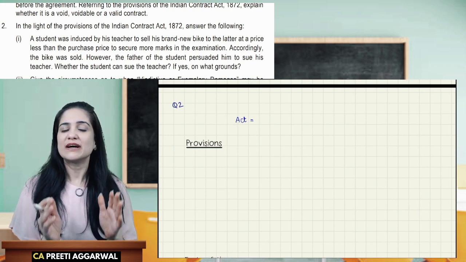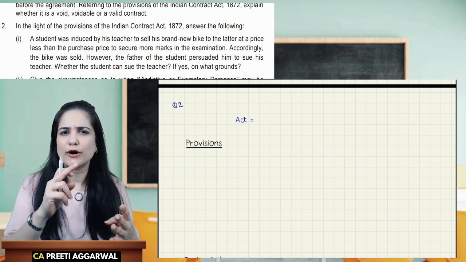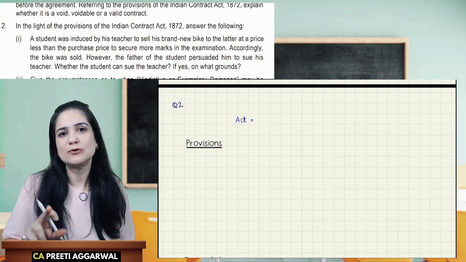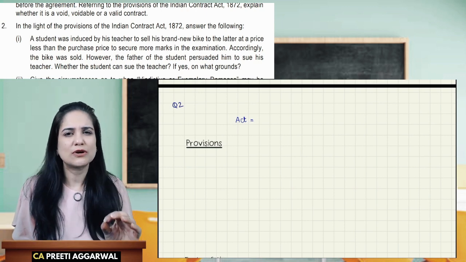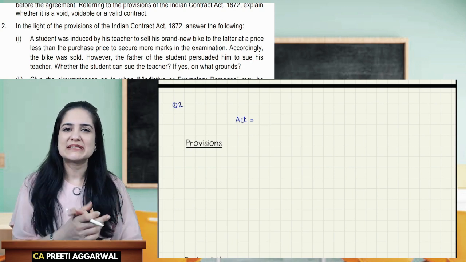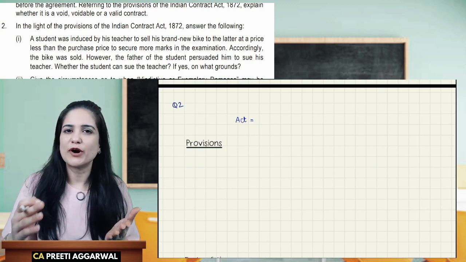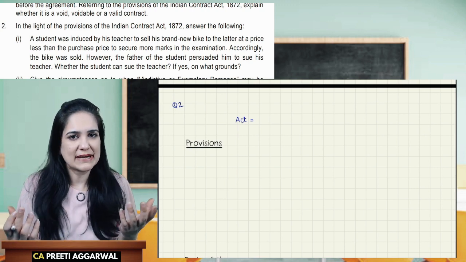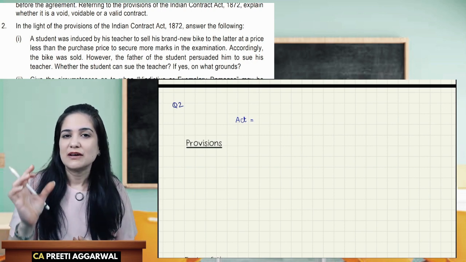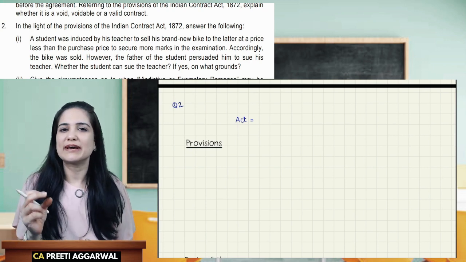You can write that contracts where consent is obtained by coercion, undue influence, fraud, misrepresentation, then the contract is voidable at the option of the party whose consent is so obtained. So, in short, you are explaining a voidable contract. It means the aggrieved party. Then from all this, our question relates to undue influence. So next you will explain undue influence.